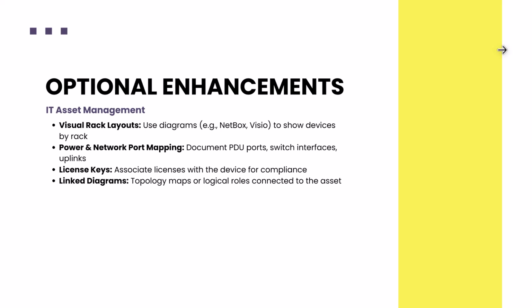Another one is license keys, associate licenses with device for compliance. So you would obviously in your IT asset management have a section or a menu for licenses, right? So it's good to associate these licenses to your device so that you know when your licenses are expiring, they notify you on the app or on your email and you're good to go. Linked diagram, topology maps, logical rules, and all of that. So it's good to have all these things connected so that you have a better view of your network.